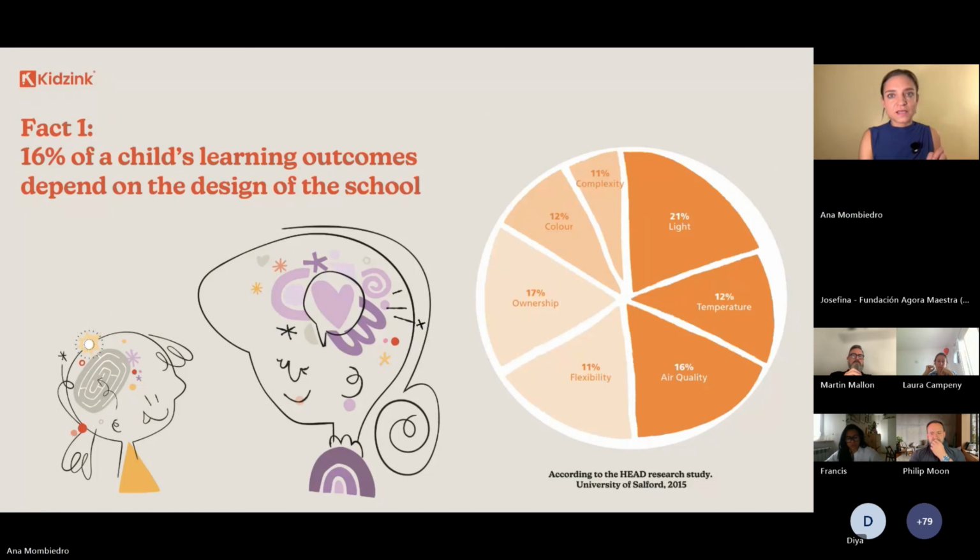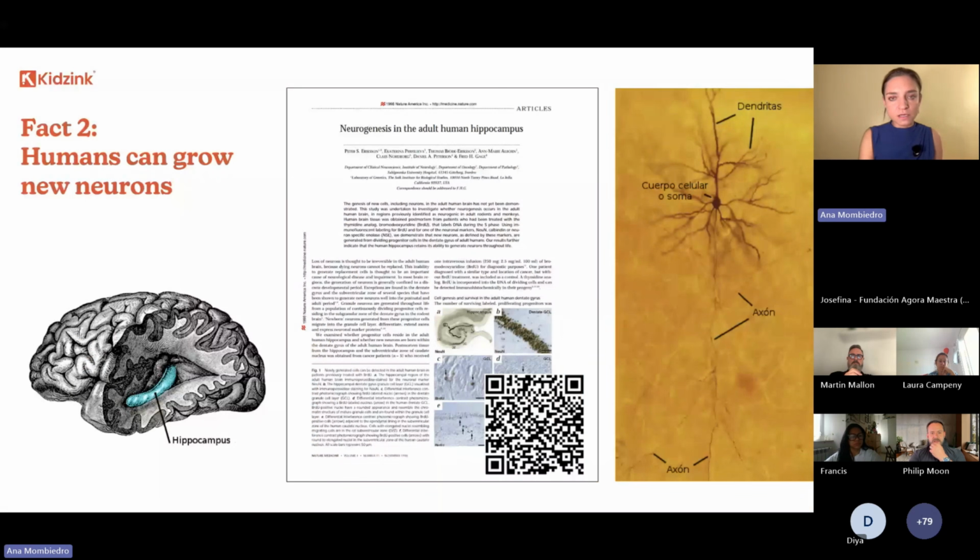The second fact is this paper from Eriksson and his team, in which they explain how they discovered that the human brain can grow new neurons. Before this, we thought that the human brain had a certain amount of neurons, and we would either die with that amount of neurons or that amount of neurons would little by little decrease. Well, they have found neurons younger than the rest of the human brain, okay? So we do produce new neurons, which is a good thing.